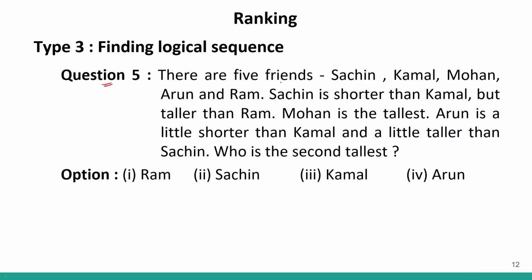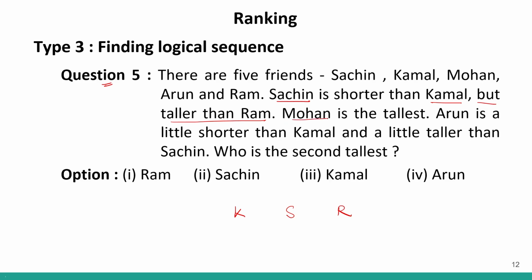Question number 5 says that there are 5 friends: Sachin, Kamal, Mohan, Arun, and Ram. So this is about heights. Sachin is shorter than Kamal but taller than Ram. So Sachin will be shorter than Kamal and taller than Ram. We are not clear about how many people are sitting between Kamal and Sachin and Ram. This is not given to us currently.